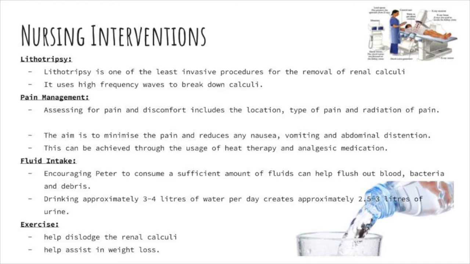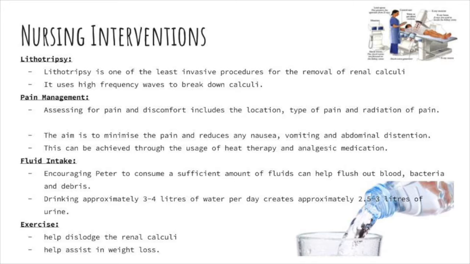Fluid intake. Determining Peter's normal voiding patterns can establish any changes in voiding. Peter may experience a more frequent need to void as the kidney stone can cause excitability of the nerves. Encouraging Peter to consume a sufficient amount of fluids can help flush out blood, bacteria and debris.